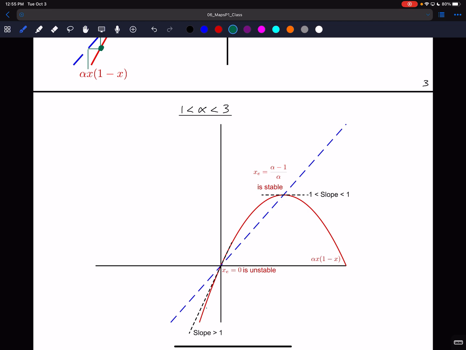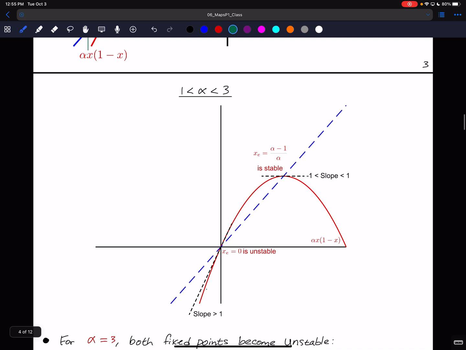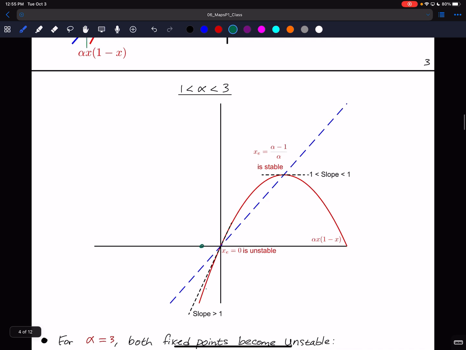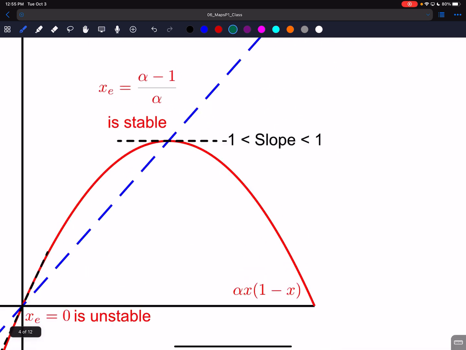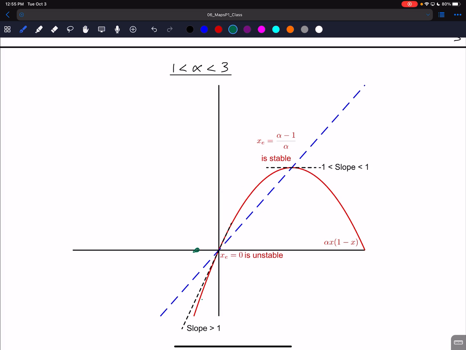And again, we can show this by choosing some initial conditions. We'll choose one right here. Pick one right here. If we just draw a point, okay, we'll just go straight down. Hit right here, again here, go horizontal and then vertical, and we're off the page, and we're going to iterate away from that fixed point.